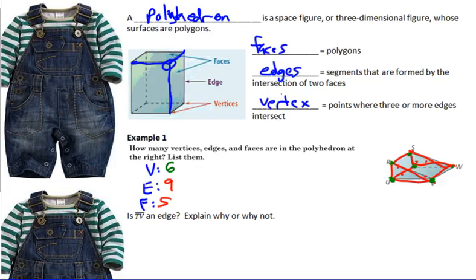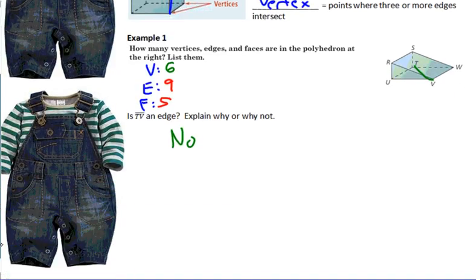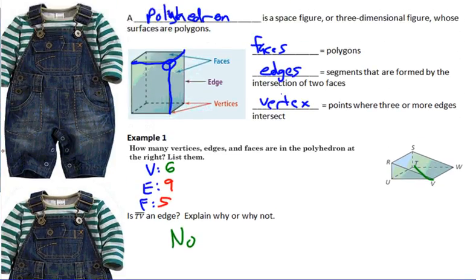Next question: is segment TV an edge? So TV, looking for TV. I'm going to erase all this. Certainly if you draw TV, it'd go from here to here. Is that an edge? Explain why or why not. Well, no, it would not be an edge, because it's not where two faces meet. It's not a segment where two faces intersect. That's actually just a segment that you draw across a face. So it's not an edge. All right, so that is the idea of faces, edges versus vertexes or vertices.